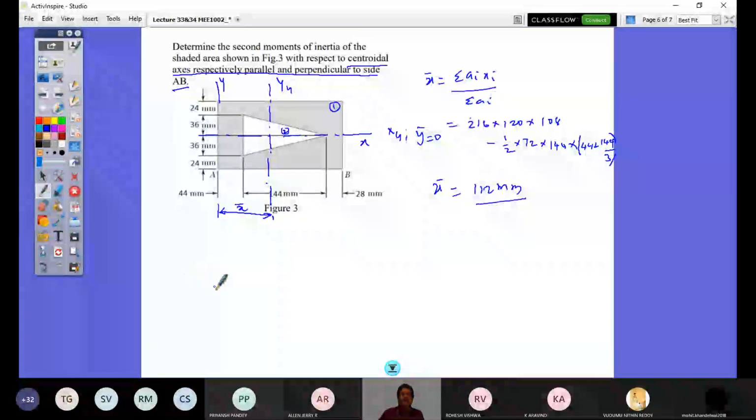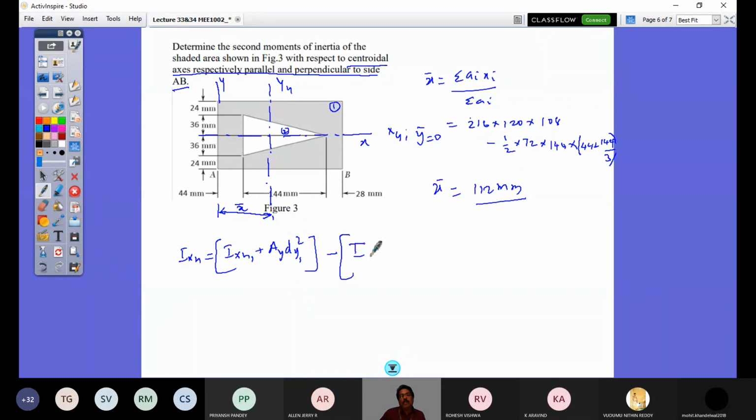So now I can solve for what is asked, the centroidal second moment of area about the centroidal axis. So IXG value would be IXG1 plus A1 into dy1 square, minus IXG2 plus A2 into dy2 square. The minus is because one is for the rectangle, another one is for the triangle. And you see here, I use the horizontal axis.